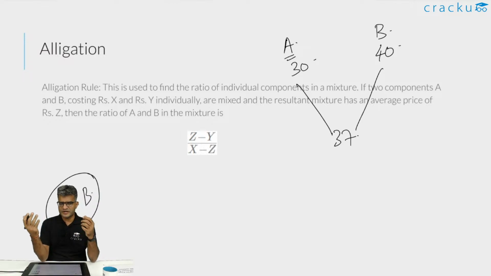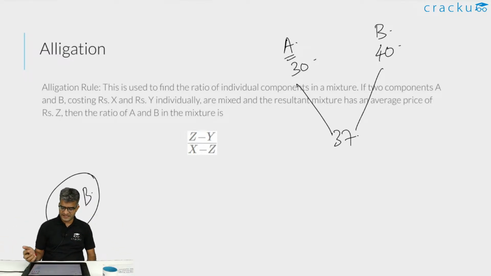Remember that when you are using allegations, you don't need to use allegations, but when you use allegations, you can answer the questions faster. And in allegations, normally you are given 2 terms, and you are also given what is the value after both of them are mixed, and then you are asked to calculate the ratio in which both of them are mixed. In this particular case, average of class A students is 30, average of class B students is 40, average of both of them together is 37.